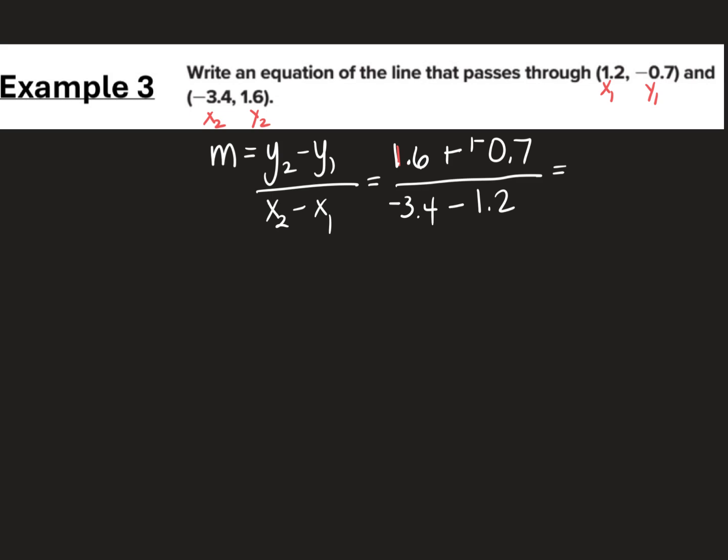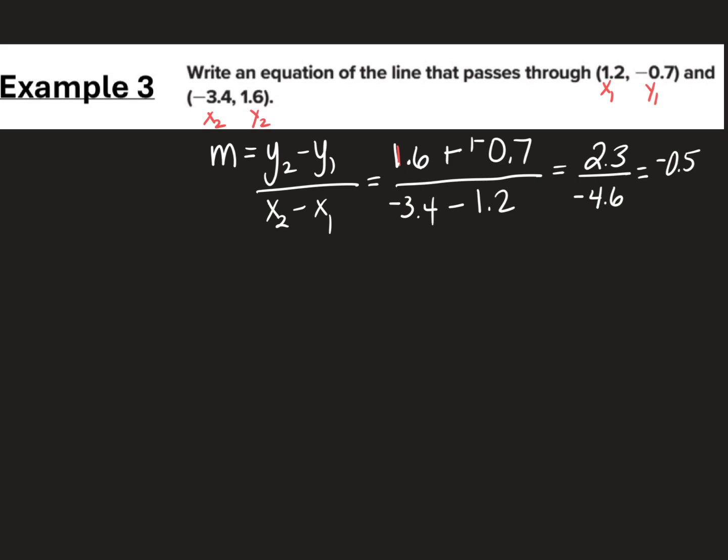1.6 plus 0.7 is 2.3, and -3.4 minus 1.2 is -4.6. If you're ever faced with a slope that looks like this, you are welcome to grab a calculator, and when you grab that calculator, you end up with a slope of -0.5. I honestly prefer -1/2, but I do like the rule that if you start with decimals, then your answer should be expressed with decimals. So I'm going to keep that decimal of -0.5.